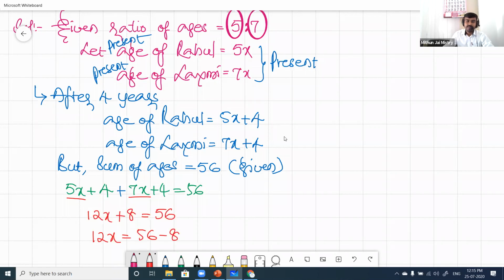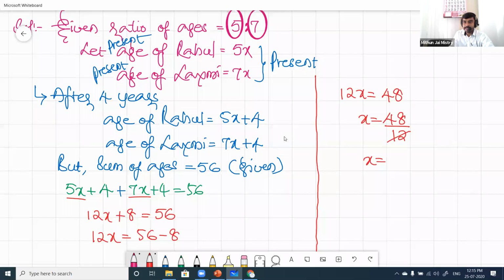Done? Yeah. So let me come this side. So we are getting 12x is equal to 56 minus 8. What is 56 minus 8? 56 minus 8 is 48. So x is equal to 48 by 12. And we will get x is equal to 12 one times, 12 four times. So x we got as 4. Very good. We got the value of x.